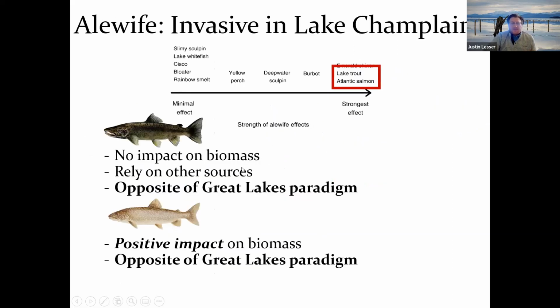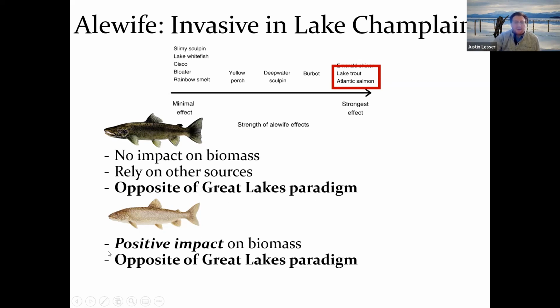So to sum up those impacts, right, we really don't see much impact except for maybe in that period right after on Atlantic salmon. And again, we know this is probably because they rely on other parts of the food web. But this is pretty opposite of what was seen in the Great Lakes, where they have this strongest effect. But in Lake Champlain, they really had kind of no effect, different than what we saw in the Great Lakes.